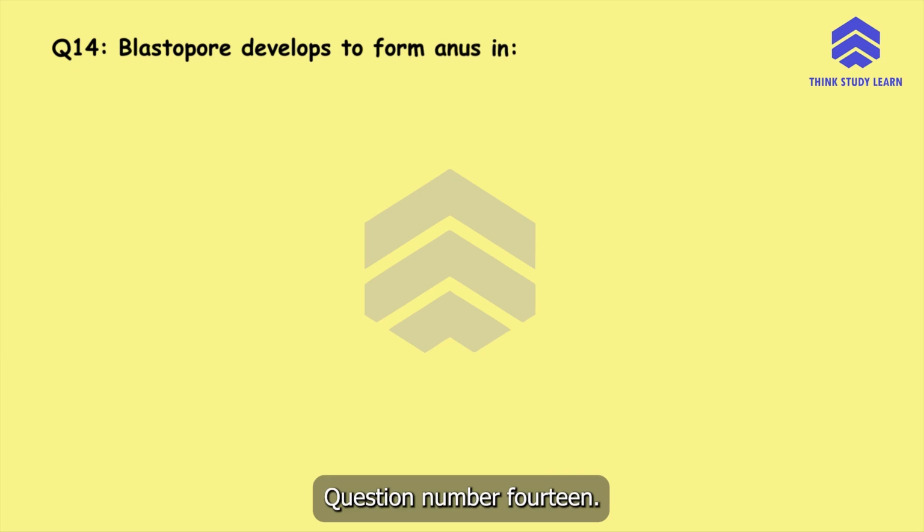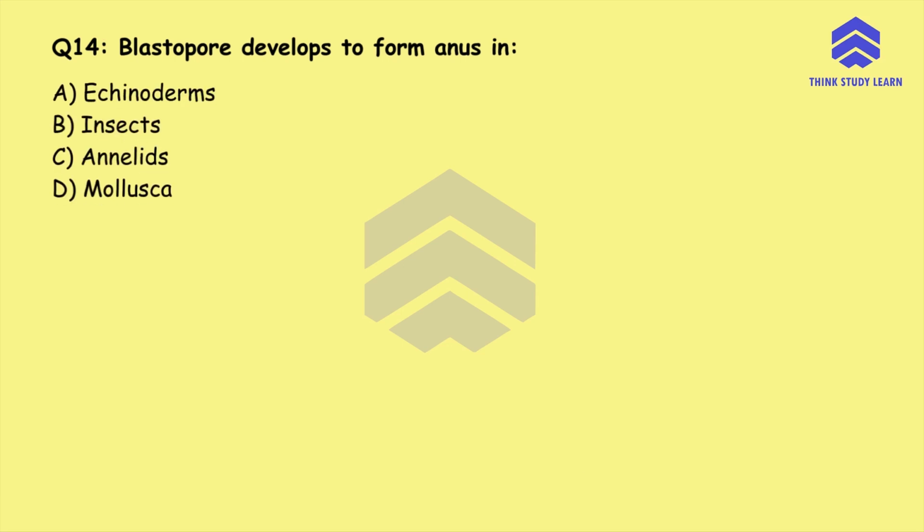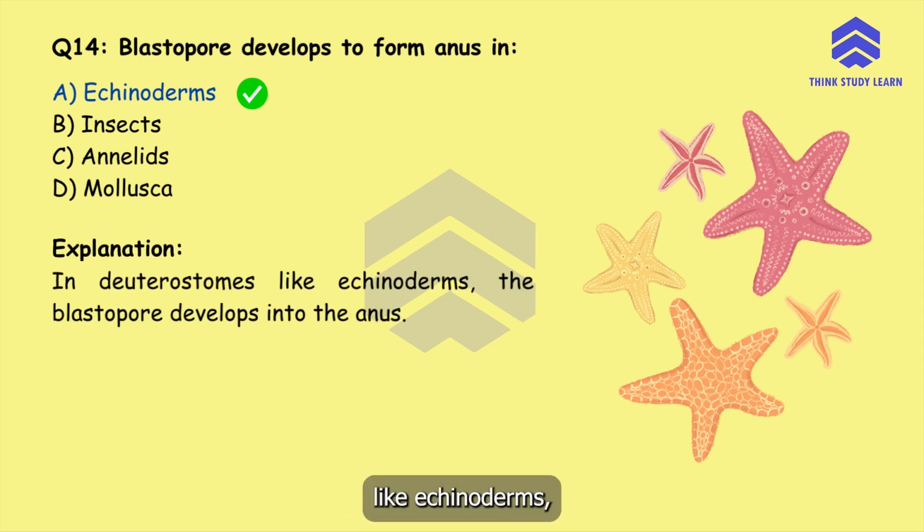Question number 14. Blastopore develops to form anus in option A, echinoderms, option B, insects, option C, annelids, option D, mollusca. The correct answer is option A, echinoderms. In deuterostomes like echinoderms, the blastopore develops into the anus.